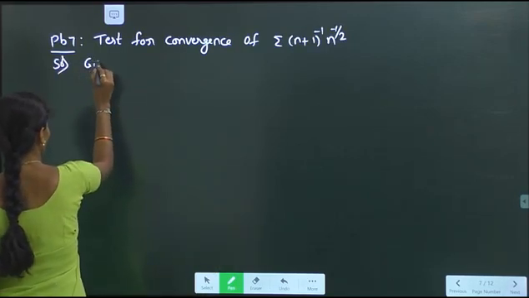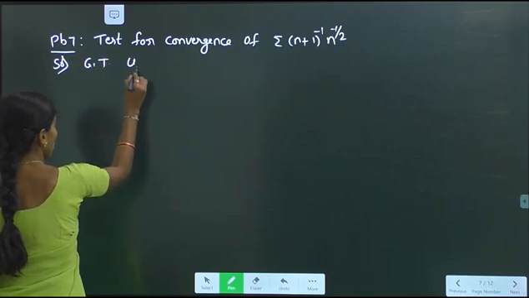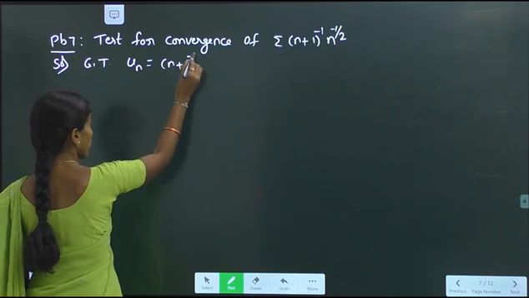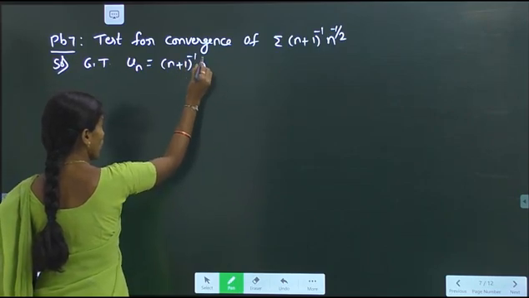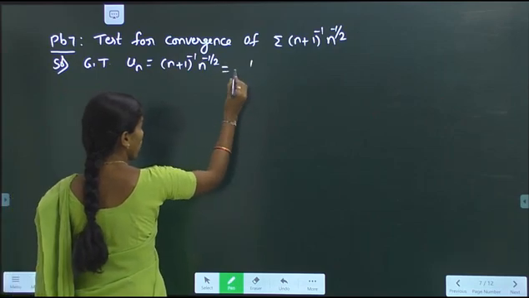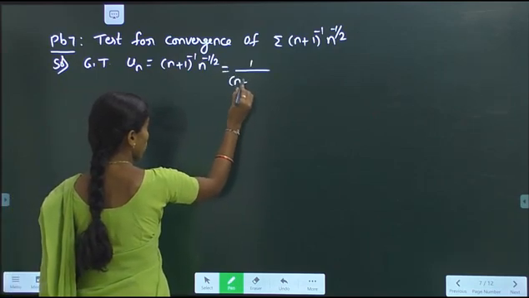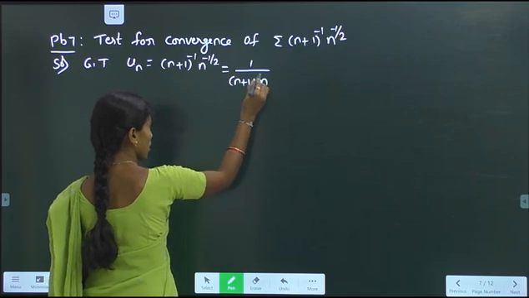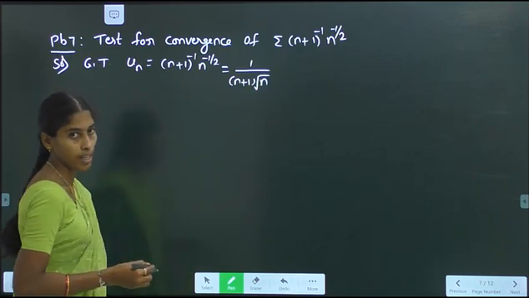Given that un is equal to (n plus 1) whole inverse into n power minus half, which can be written as 1 by (n plus 1) into n power half, otherwise it can be written as root n.